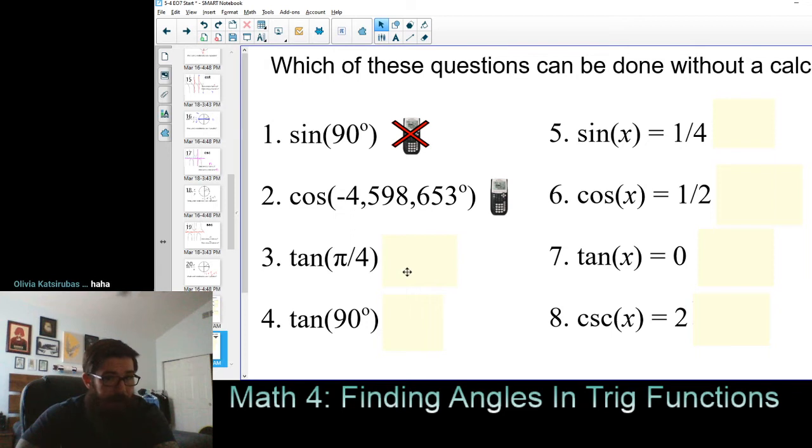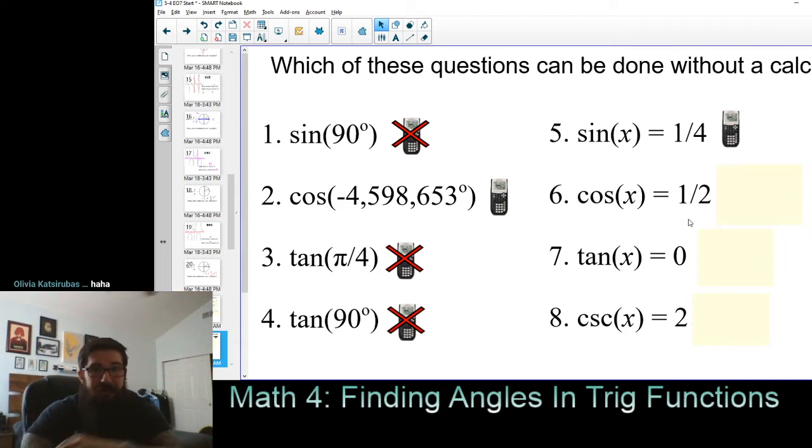Could you do tangent of pi over 4 without a calculator? Sure, it's a known unit circle value. Tangent of 90, even though its value doesn't exist, you could tell me that it doesn't exist without a calculator. What about sine is 1/4? That's not a known unit circle value. We need a calculator. Do we know times where cosine is equal to half? That's a known unit circle value. Yeah, we can answer this one without a calculator. What about tangent 0? Another one.